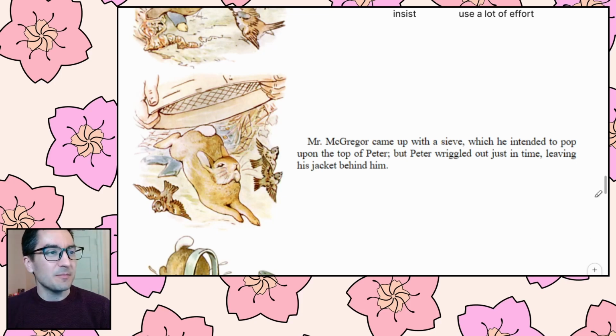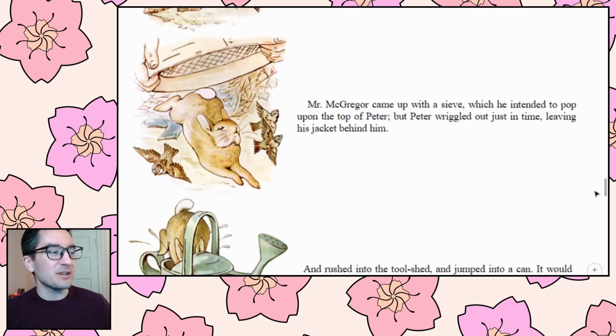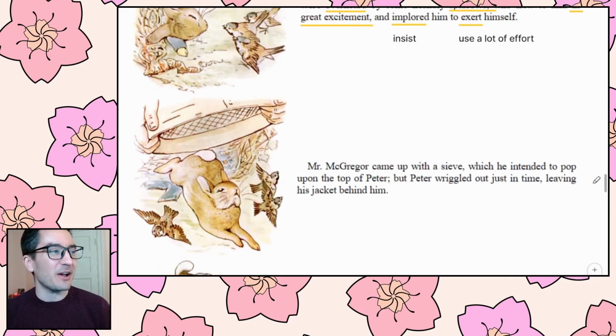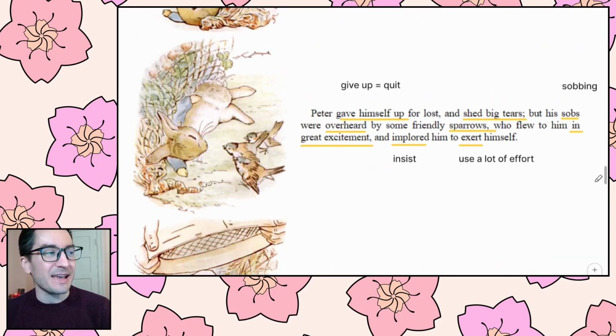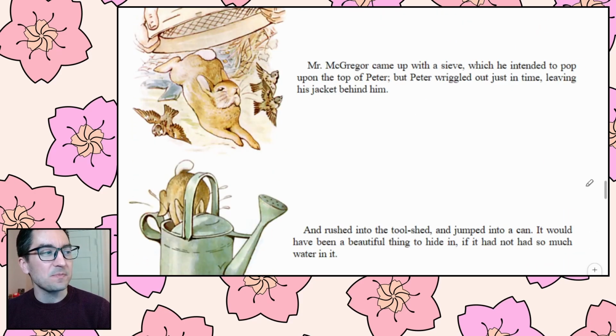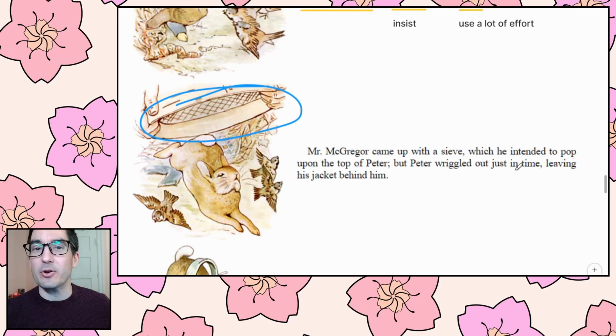Let's see. I think we should stop there for now. Okay. So Peter gets stuck in the net at Mr. McGregor's farm. And you can see in this picture, Mr. McGregor is coming to try to catch Peter Rabbit. He has this thing that he's going to put over Peter Rabbit's head, but whew, Peter Rabbit took off his jacket and he ran away.